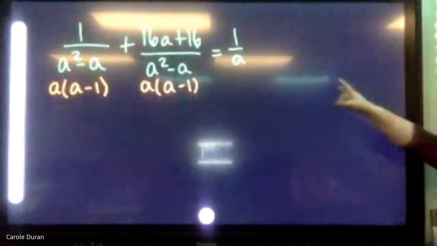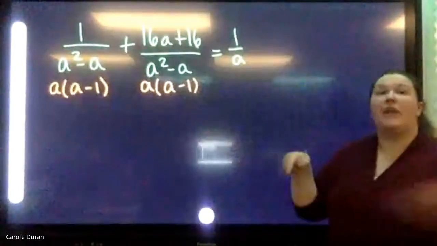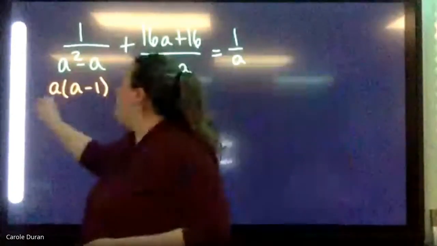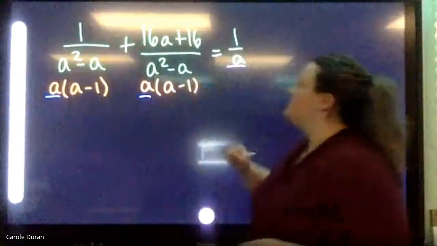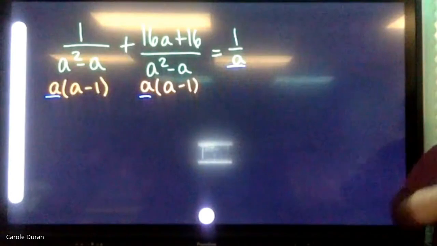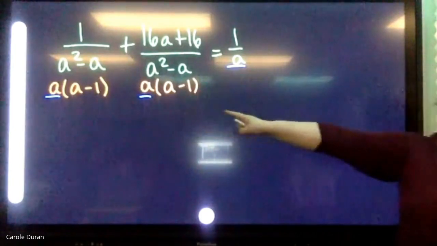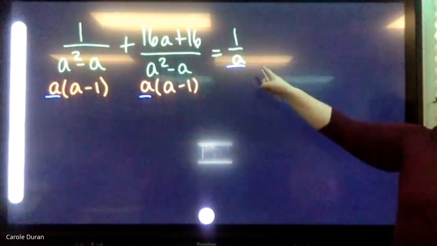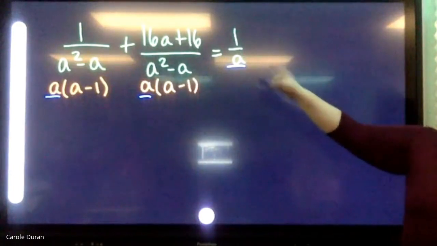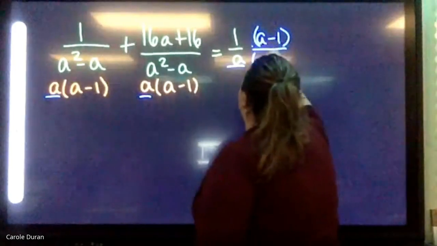Well, what do I notice about all three of these denominators right now? They all have an A. So this common A does not have to get multiplied in, but what they don't share has to be the same between them. So these both have an A and an A minus 1. What is this fraction missing? A minus 1. So that's what I need to go ahead and multiply into the top and bottom.